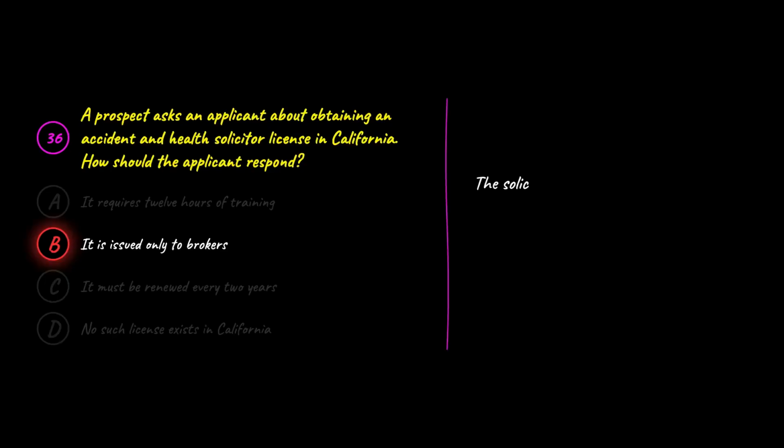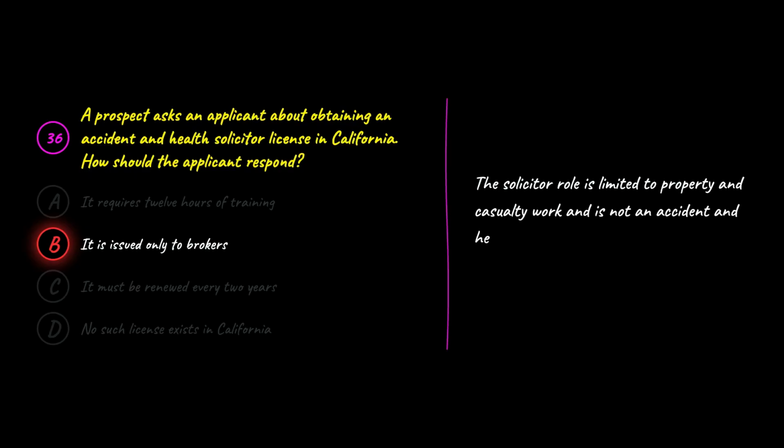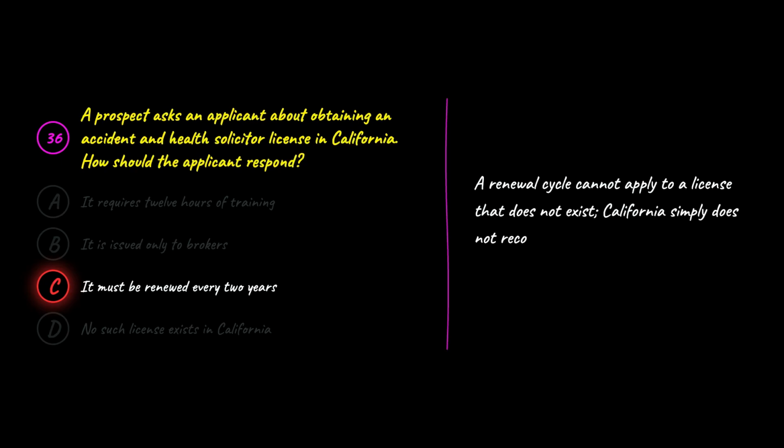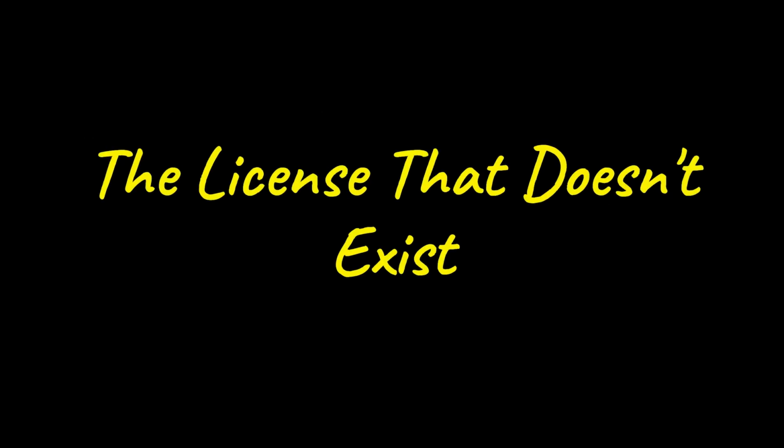B is wrong because the solicitor role is limited to property and casualty work and is not an accident and health credential issued to brokers or anyone else. C is wrong because a renewal cycle cannot apply to a license that does not exist. California simply does not recognize an accident and health solicitor. Sometimes the correct answer to a licensing question is that the thing being asked about simply does not exist.